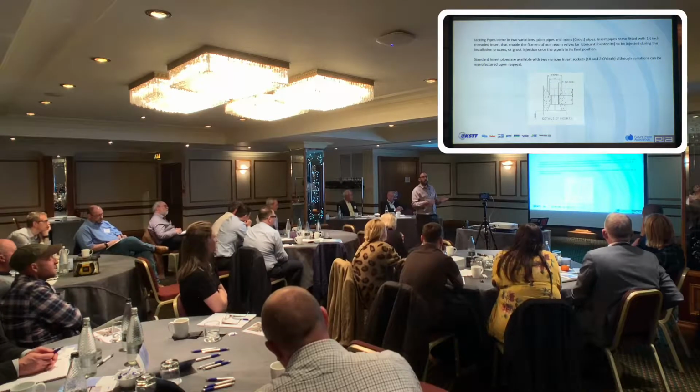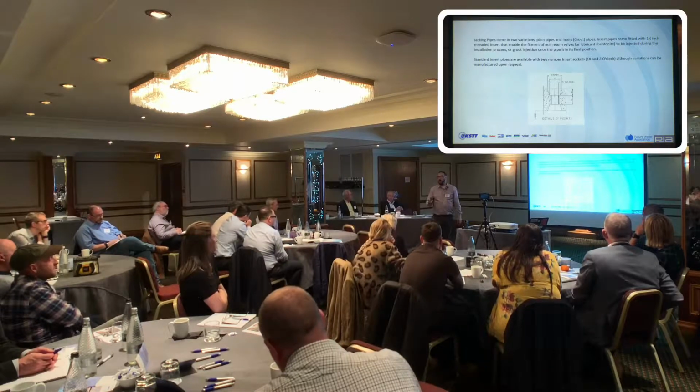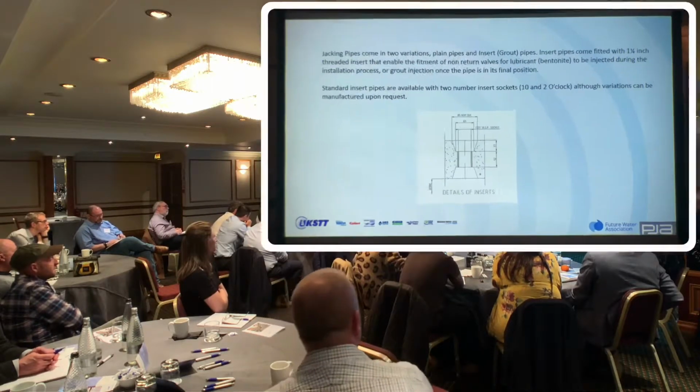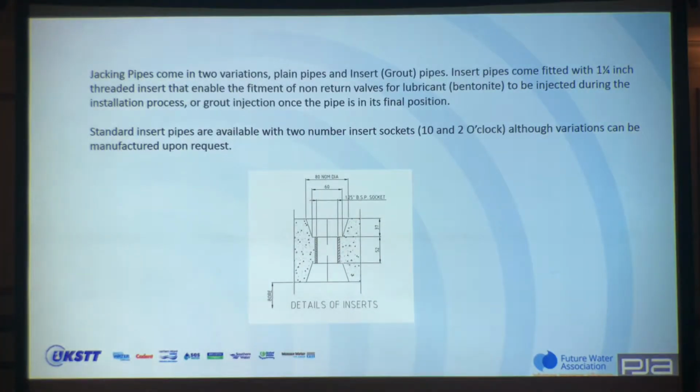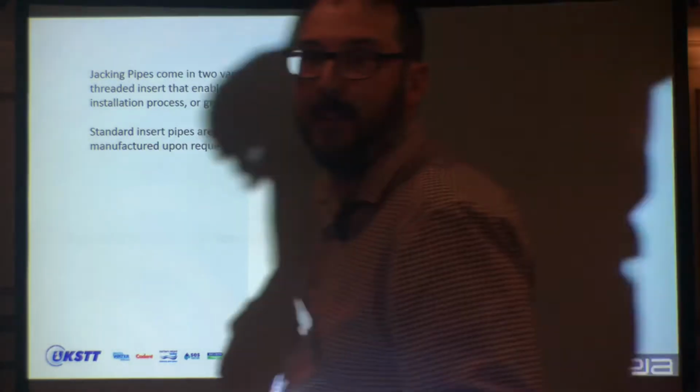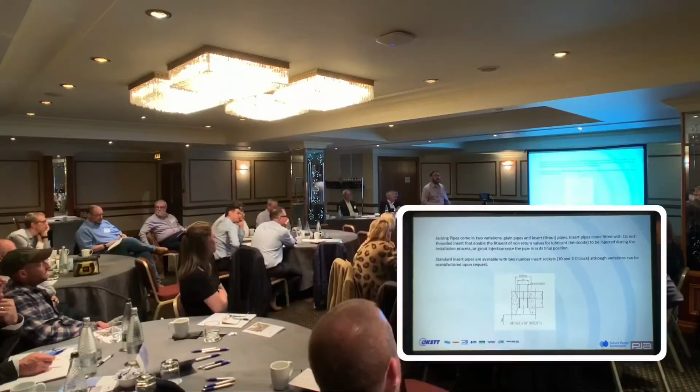They come in two variations: a plain pipe and an insert pipe. Most people call an insert pipe a grout pipe. So throughout the pipeline, you install a grout pipe or an insert pipe, and that enables you to either put a lubricant in while you're installing the pipe, or subsequently grout to fill the annulus once the pipe's installed. Standardly coming at 12 and 2 o'clock, but we can make different variations if need be. You don't get to see them very often, but this is actually a grout socket that we're casting. If you want to have a look around, it's not the most exciting thing, but it's something that you don't really get to see very often.